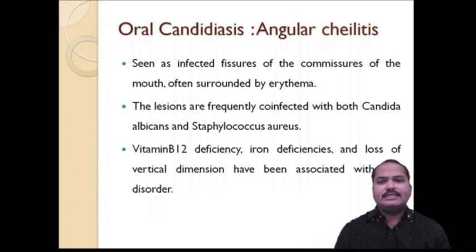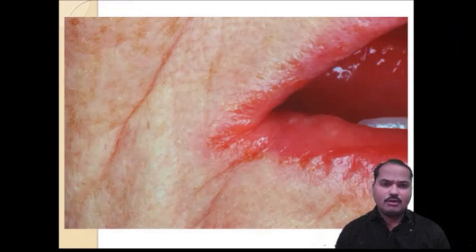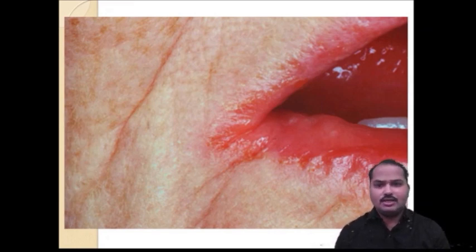When we come to angular cheilitis, it is seen as infected fissure of the commissure of the mouth, often bilaterally, and surrounded by erythema. The lesions are frequently co-infected with both Candida and Staphylococcus aureus. Vitamin B12 deficiency, iron deficiency, and the loss of vertical dimension have been associated with this disorder. Now we can see in this picture that the corner of the mouth is appearing slightly wet, and fissures are seen at the commissural area, which is wet as well as slightly crusted. This is the typical appearance of angular cheilitis.